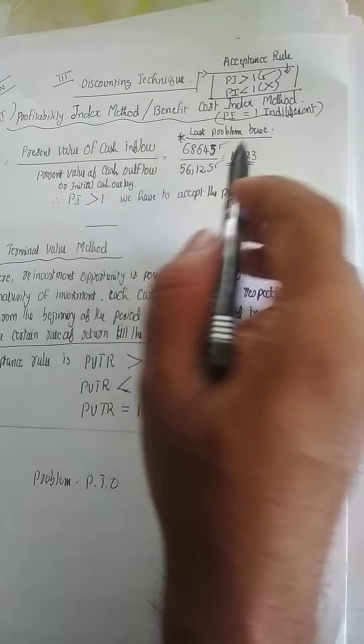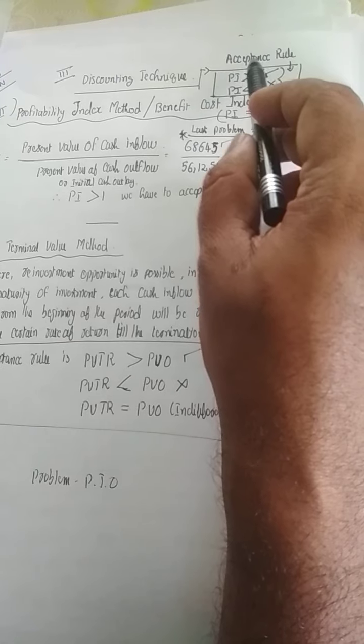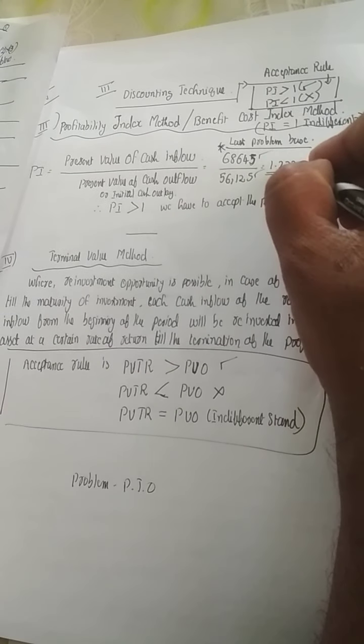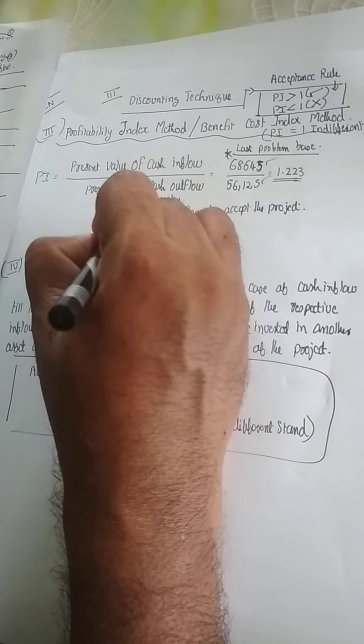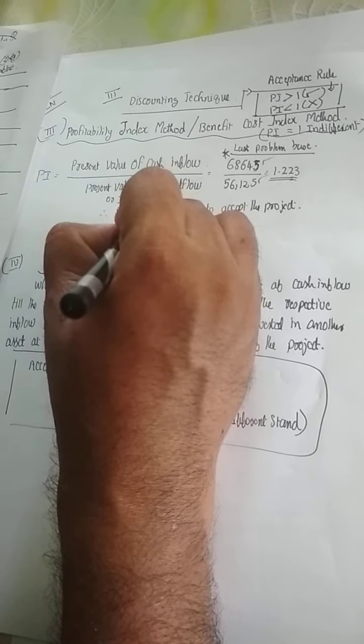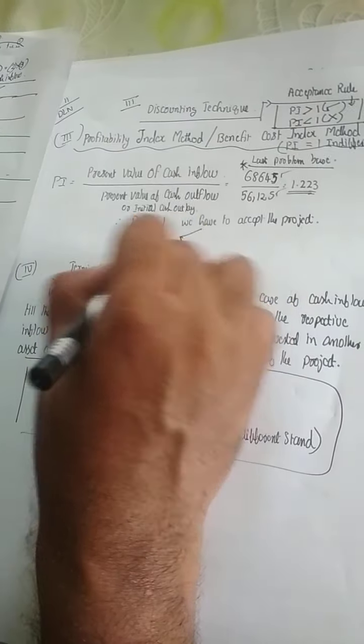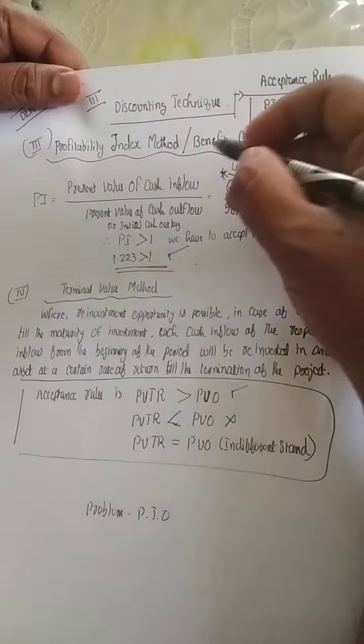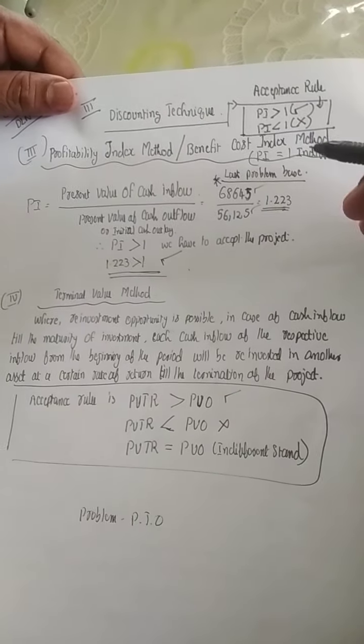So we got the answer. What is the acceptance rule? If the profitability index is greater than 1, we have to accept the project. Here, obviously 1.223 is greater than 1, so we have to accept the project. This is all about the profitability index, or benefit cost index, method.